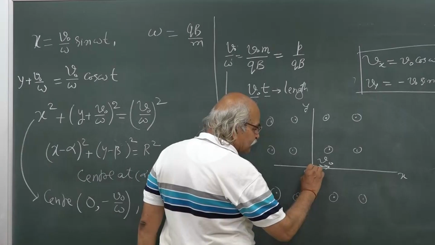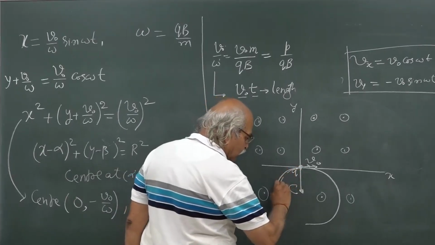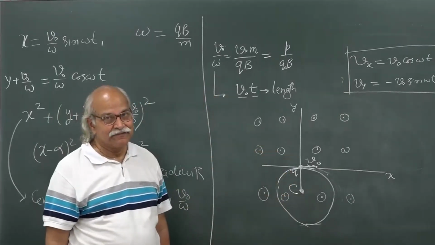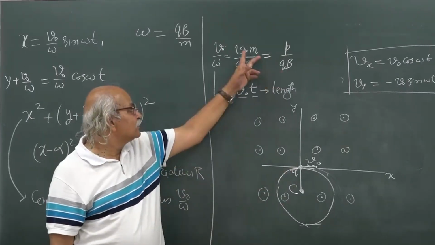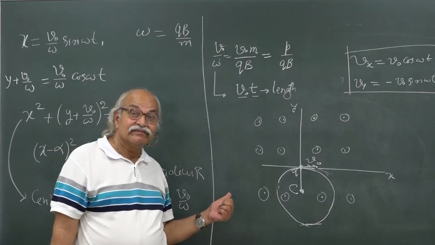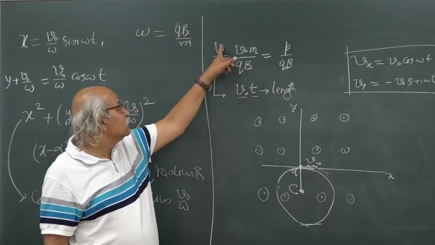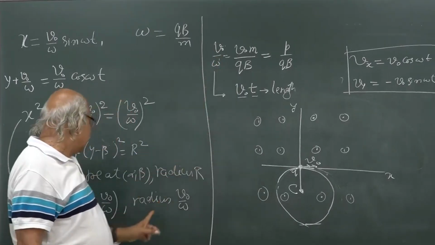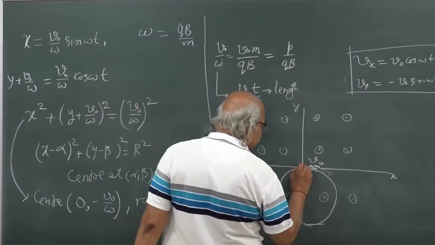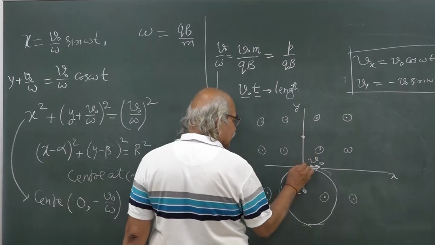So what kind of circle will it be? It will be a circle of this kind, below the x-axis, of this radius, with center here. If the particle has a negative charge, if this Q is negative, then everything will be reversed. Then this V naught by omega will be negative, and minus of V naught by omega will be positive, so the center will be here. So if you have projected the particle in this direction and you have a negative charge, then the center will be here and you will have a circle of this kind.